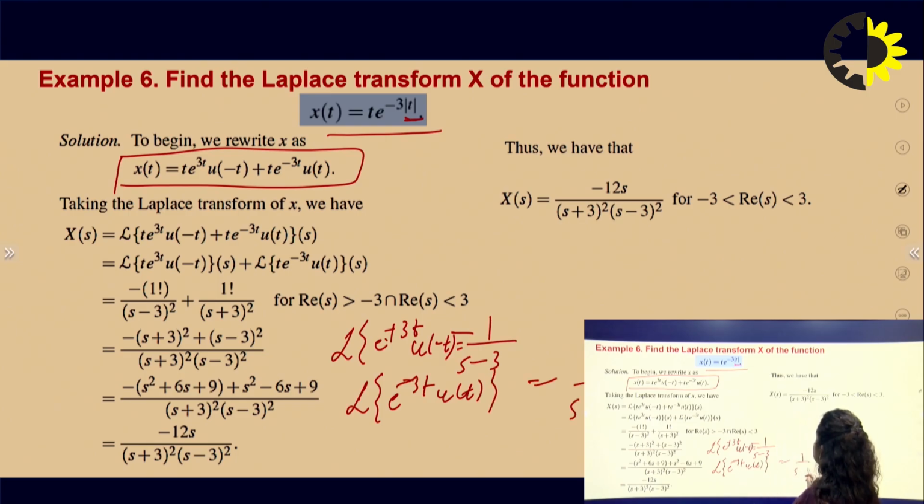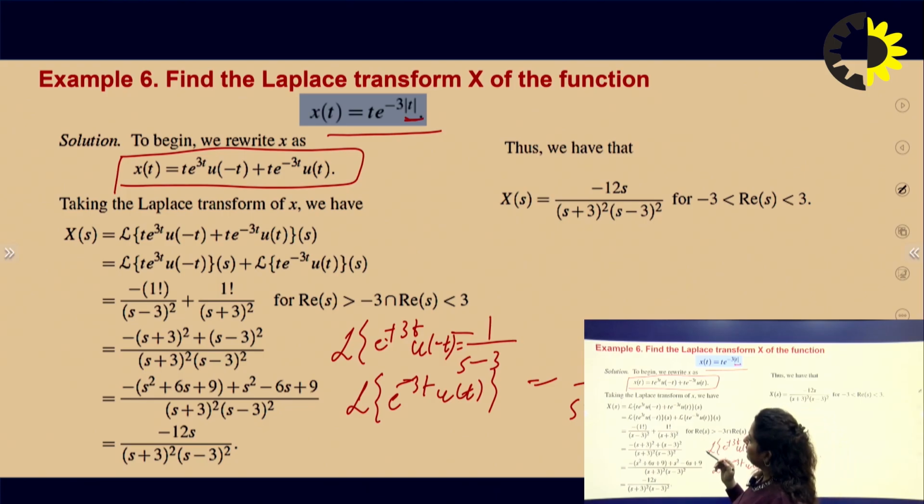Then using the property, that is differentiation in frequency of the Laplace transform, you will get this value. Also, you can calculate with this formula, that is minus 1 upon (1 factorial) (s minus 3) whole square. Similarly, plus 1 factorial (s plus 3) whole square, you will get this value.